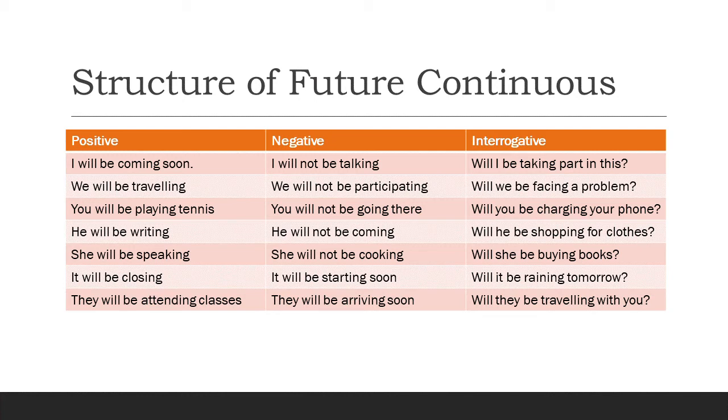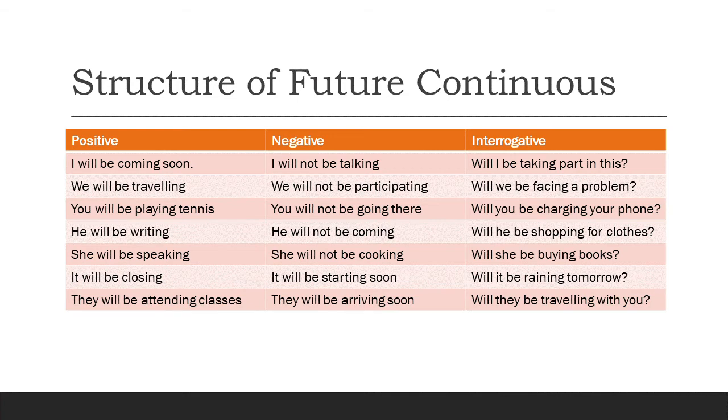Will you be charging your phone? Will he be shopping for clothes? Will she be buying books? Will it be raining tomorrow? Will they be traveling with you? Okay, so these are all to ask for information most of the times. Okay, so see how useful your future continuous tense is, right?